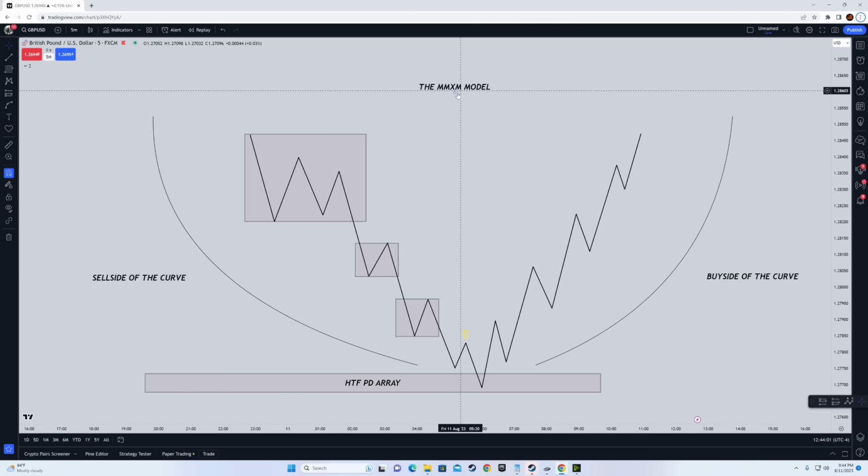This is a very powerful model, and if you can learn to execute this model in the right way, you will become a very powerful trader. Alright, so let's get on with the video.